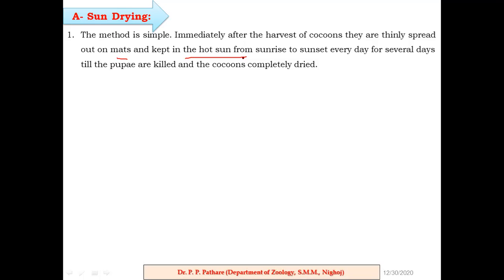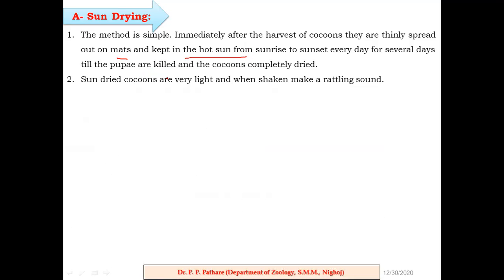This is a very simple method. After the harvesting of cocoon from the rearing house, you can collect it in one container, take one mat or another small wooden container, and spread it out thinly, meaning make proper space between two cocoons, inside the hot sunlight from sunrise to sunset for the next several days, till the pupa of the silkworm die or are killed inside the cocoon, and the cocoon is completely dry. This is called sun drying.